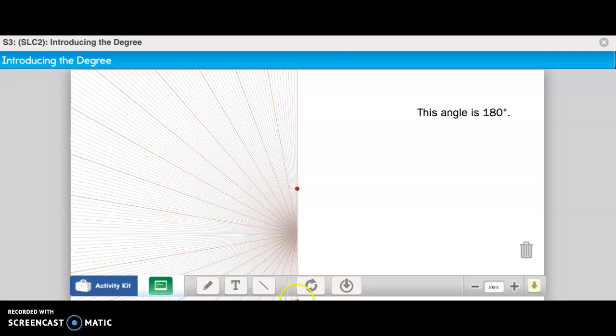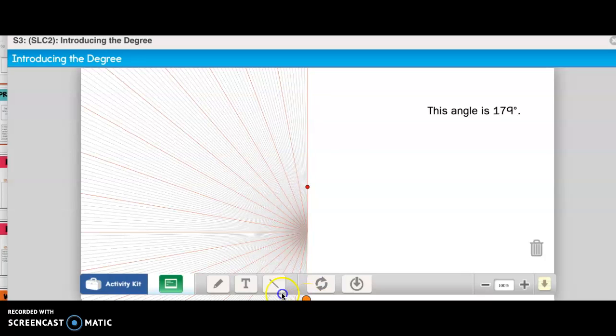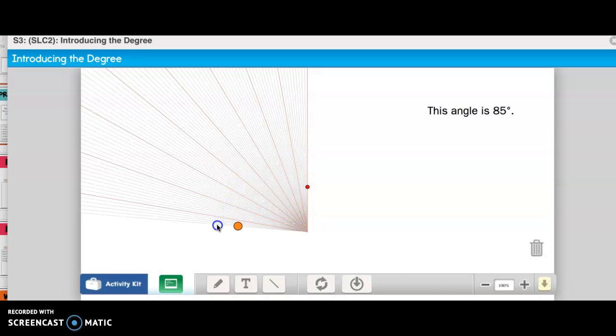Now if we connect this to yesterday's lesson when we talked about quarter turns, full turns, and half turns, let's do a quarter turn, like we did with our straws yesterday. A quarter turn is equal to 90 degrees. One-fourth of a turn is 90 degrees. So right angles are around 90 degrees.